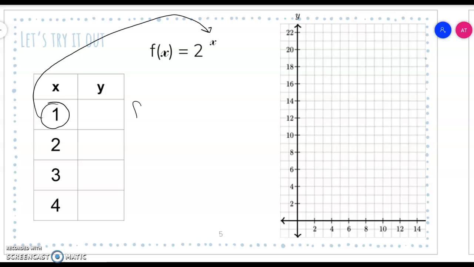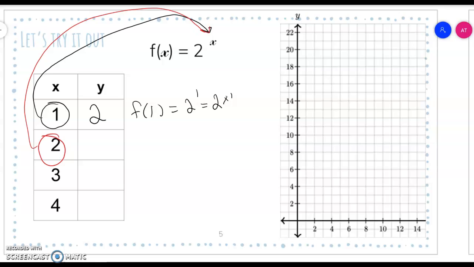So for this one I have f of 1, because x is equal to 1. f of 1 equals 2 to the power of 1. Well, what's 2 to the power of 1? That's just 2. Now we're going to do the same thing. We're going to take the 2 and put it in for the x. So now I have f of 2 equals 2 to the power of 2. Now remember, this is 2 times 2, because this exponent tells me how many 2's I'm going to multiply. So 2 times 2 is 4.